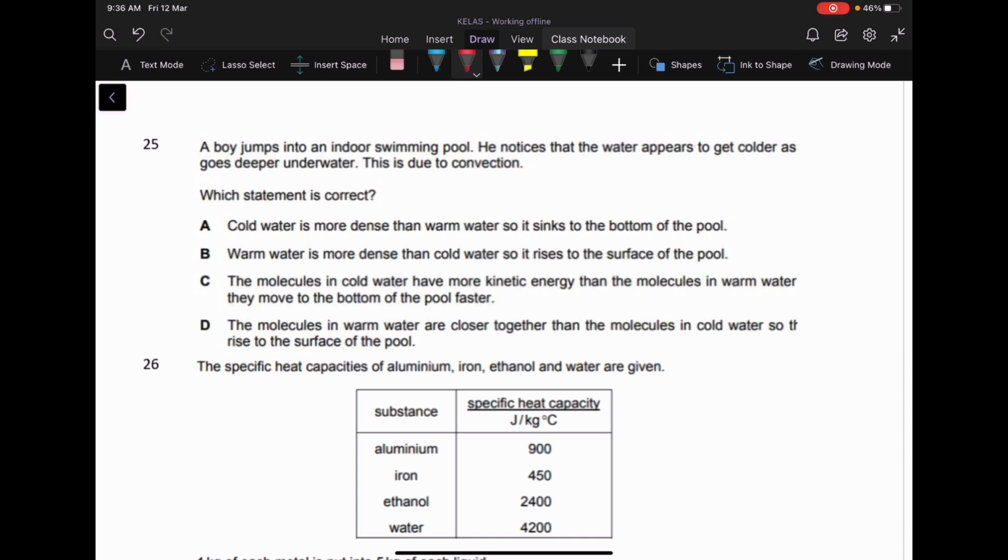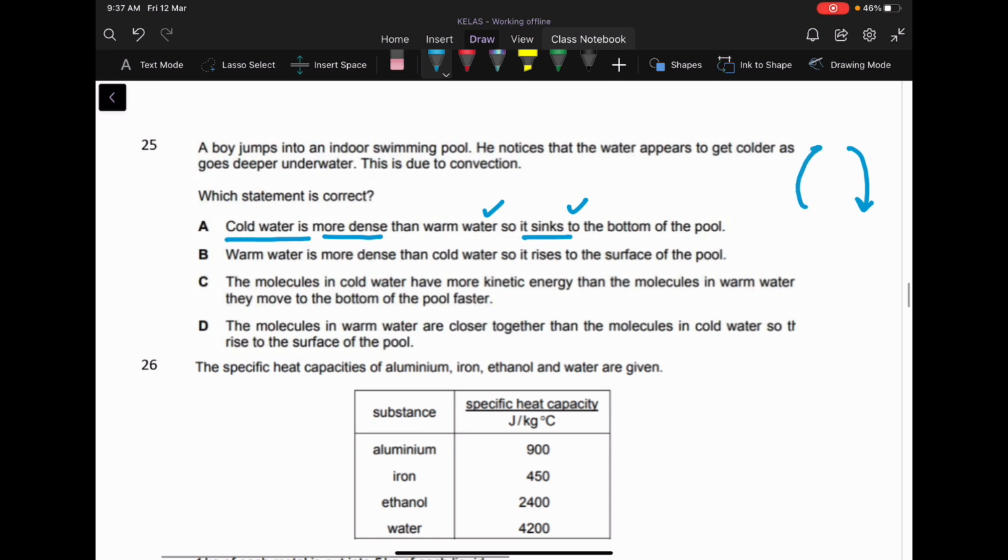When we talk about the freezer, when we talk about the cold air last time, it is the same for cold water. Because it is cold water, it is more dense than warm water. So this is correct. So it sinks. This is also correct: a denser object will sink, and less dense will rise. So A may be the answer.